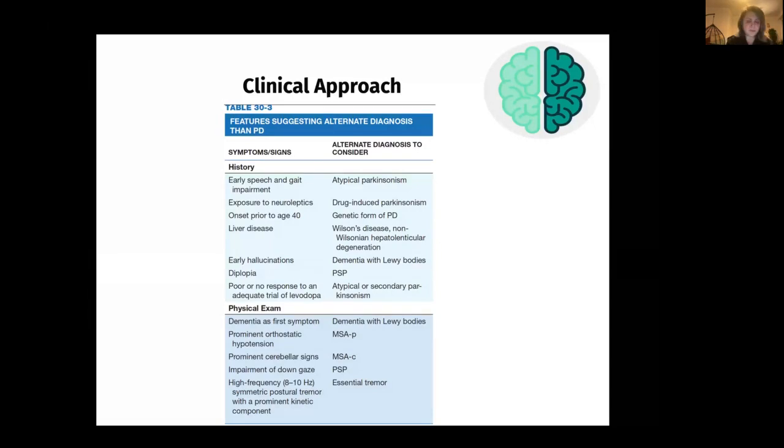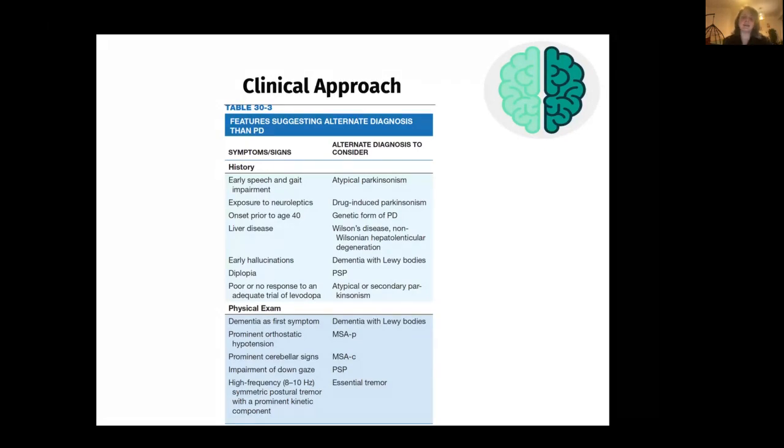Liver disease, if it's present on clinical assessment or history or blood tests, we need to consider Wilson's disease. And then early hallucinations is a very good sign for dementia with Lewy bodies, which is not present in normal Parkinson's otherwise. And then we have diplopia, and as I told you, there is a vertical gaze palsy. And if there is eye involvement, generally, you have to think first of PSP. And if there's any poor response to the levodopa, that should make you think this is not idiopathic Parkinson's, because they usually respond well to that. Atypical Parkinsonian syndromes would not present that way, though.